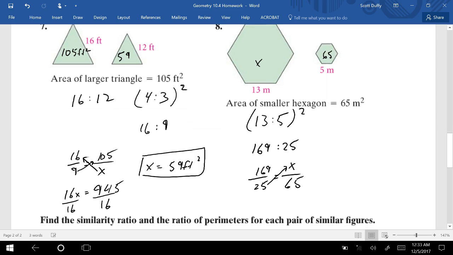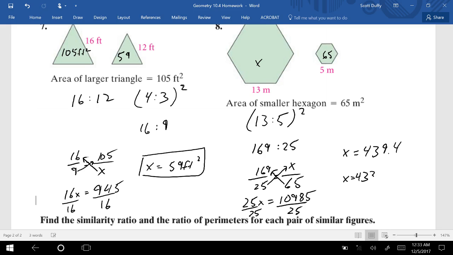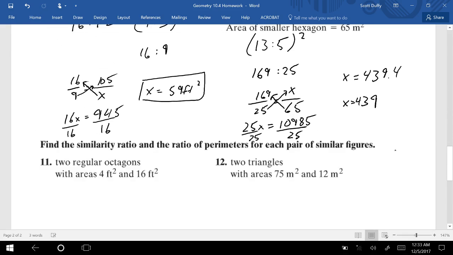So we're going to do 25 times x is 25x. 65 times 169 is 10,985. Divide by 25, divide by 25, and you will get x equals 439.4, and that will just round back down to x equals 439 square meters.